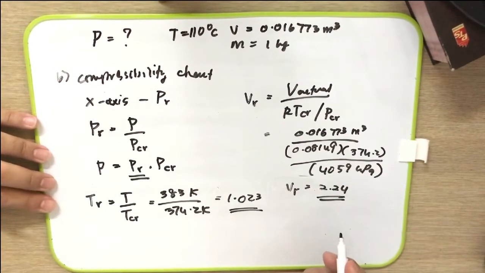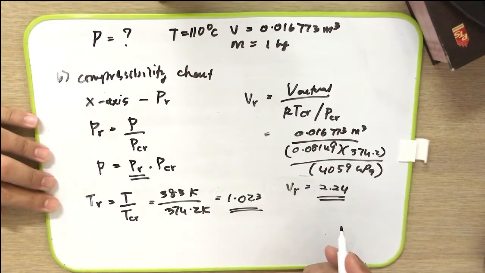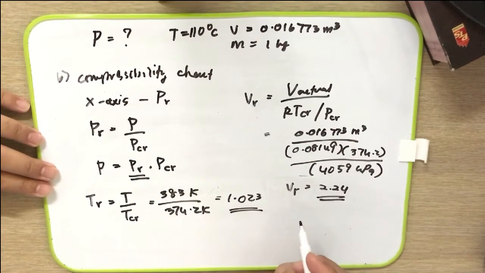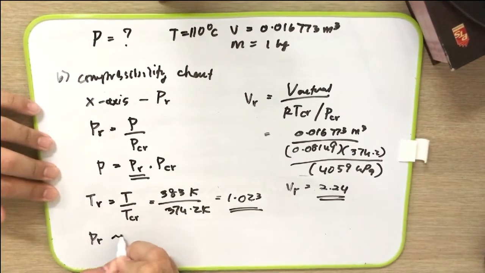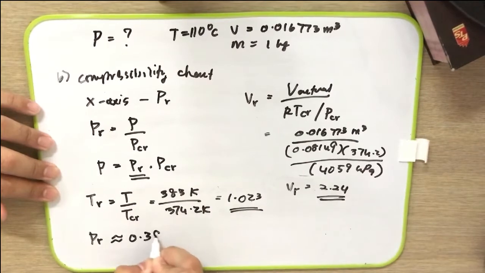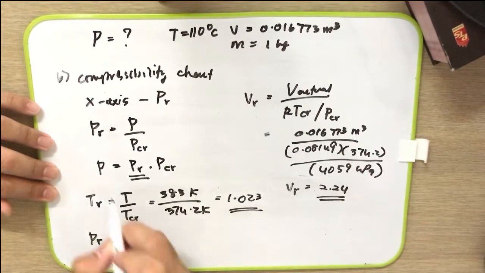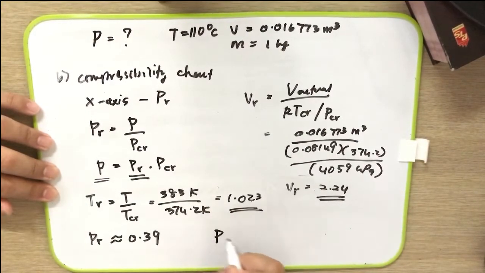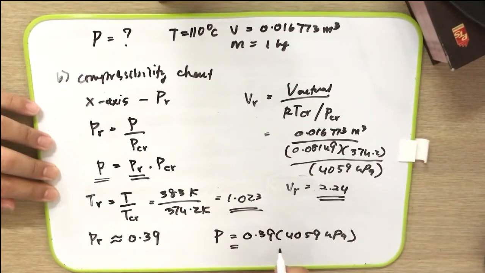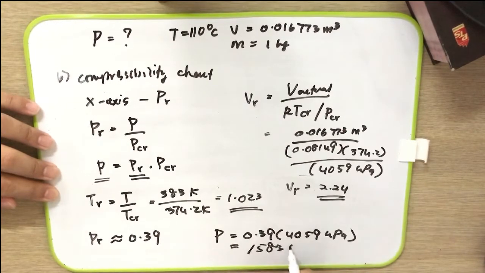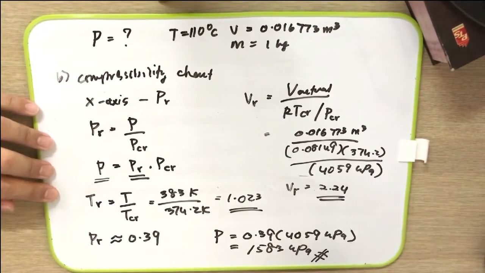So now we have two info, which is VR and also TR. So we go to the compressibility chart, and we can find the PR from that. When we use TR and VR, we will get the PR is equal to 0.39. So from this PR we can find the P. P is equal to 0.39 multiplied with the P critical. So P is equal to 1583 kilopascal. So this is how we use the compressibility chart to find the pressure.